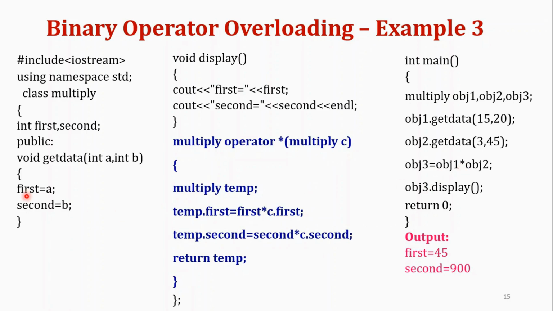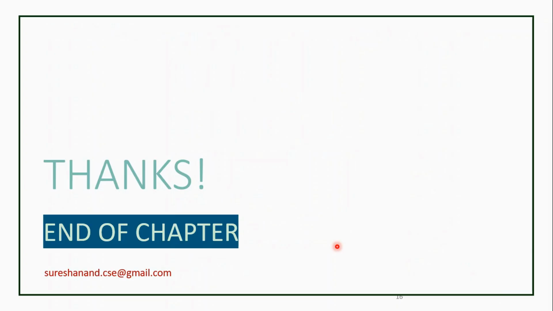So the respective parts of the two numbers of the two objects are multiplied respectively, and the result will be stored in temp, and temp is given to obj3. obj3.display will display the respective two numbers of obj3. So that is operator overloading, binary operator overloading. With that, we are finishing operator overloading in C++.